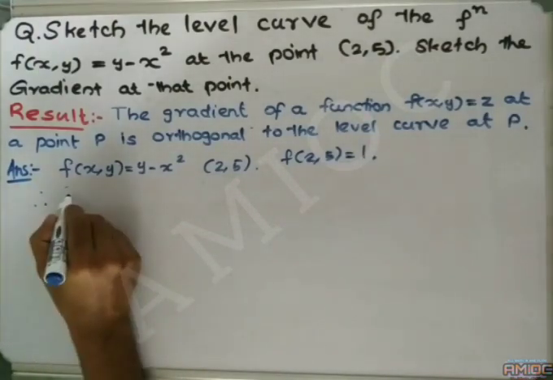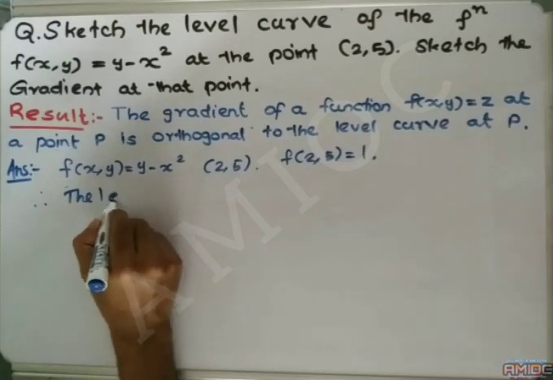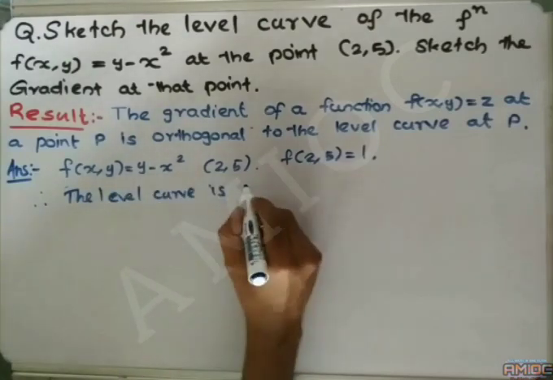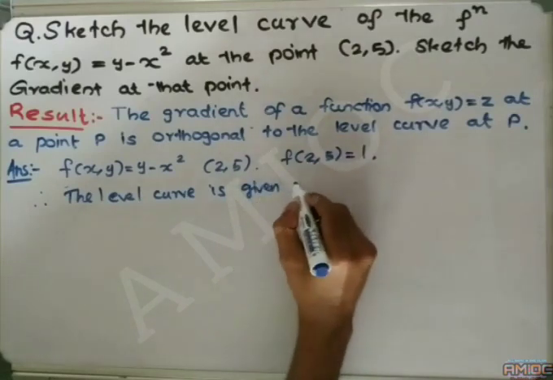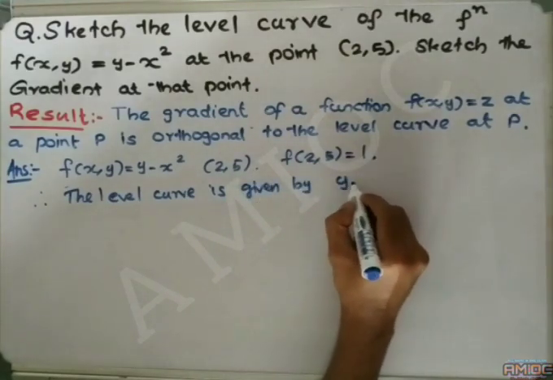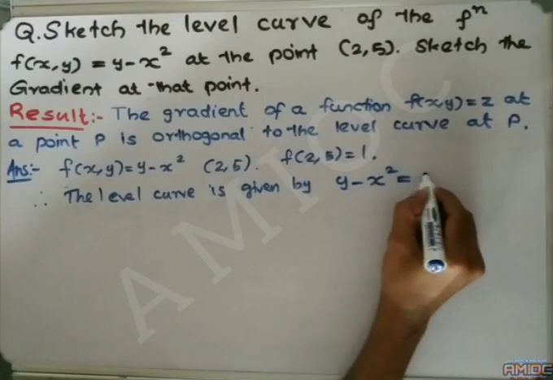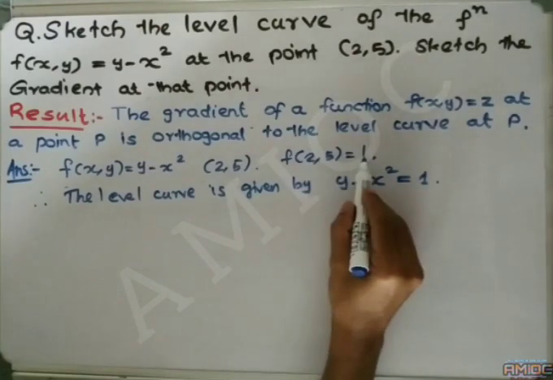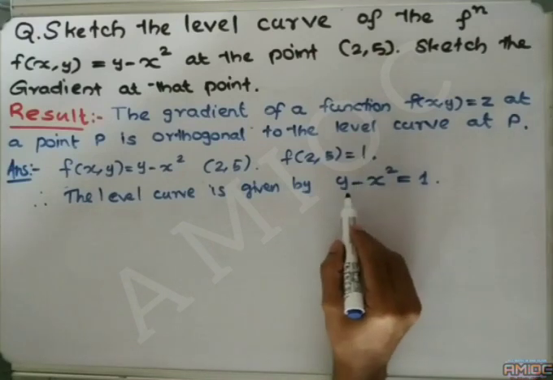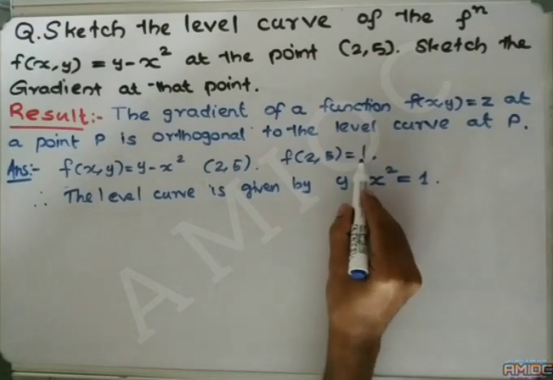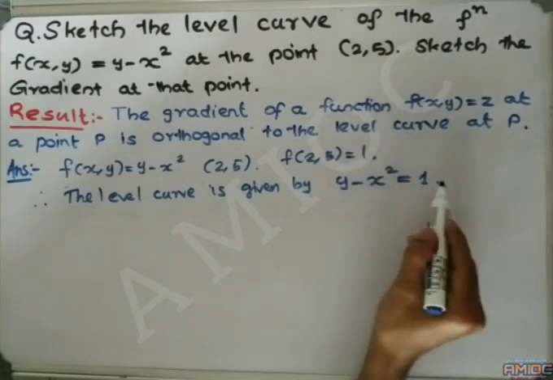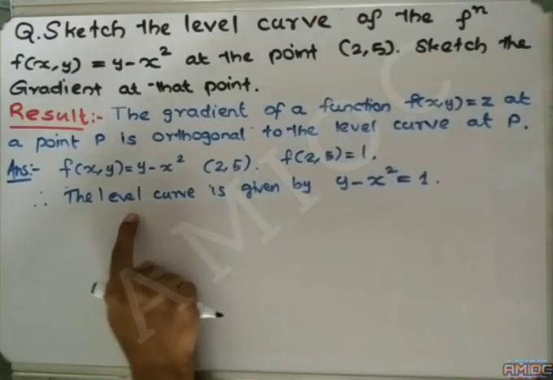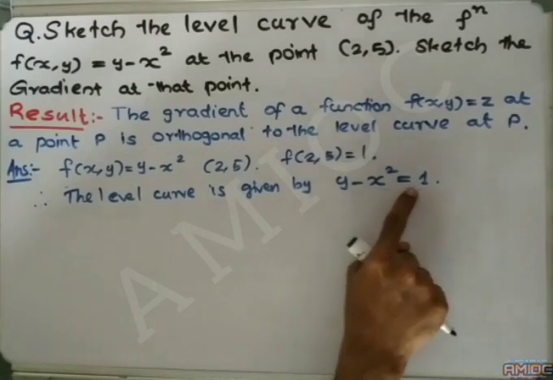Therefore, the level curve is given by y minus x square equal to 1. Equating f of x, y equal to c, we will get y minus x square equal to 1. Here, the c value is 1. The level curve is given by the equation y minus x square equal to 1.